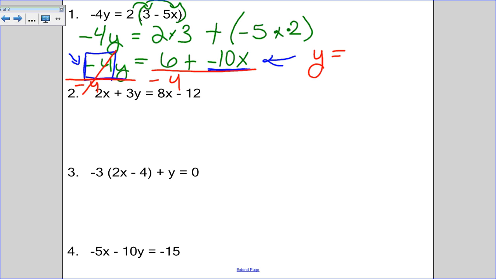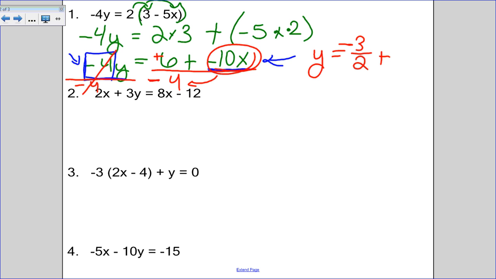Those are both multiples of 2, so you could say 3 halves, and is that positive or negative? Remember, we have positive 6 divided by negative 4. Your answer should be negative. So negative 3 halves plus this last part is also being divided by negative 4. So negative 10 divided by negative 4.